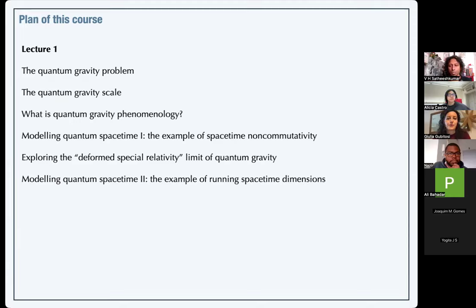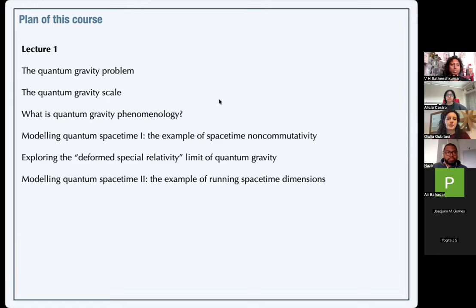I will say a few words about what is quantum gravity phenomenology, and then I will give a couple of examples about how we can model properties of quantum space-time with the goal of doing phenomenology with them. So one example concerns space-time noncommutativity. Using this model, I will also start discussing the issue of symmetries, space-time symmetries, relativistic symmetries in quantum gravity. I am doing it today because having discussed that model is helpful in seeing how things can work in a specific model in practice. And then I will also discuss another example of modeling of quantum spacetime properties, which is running of spacetime dimensions.